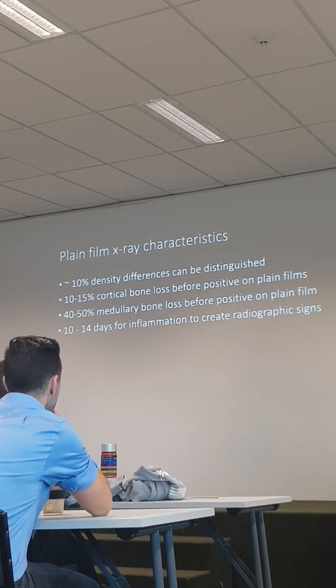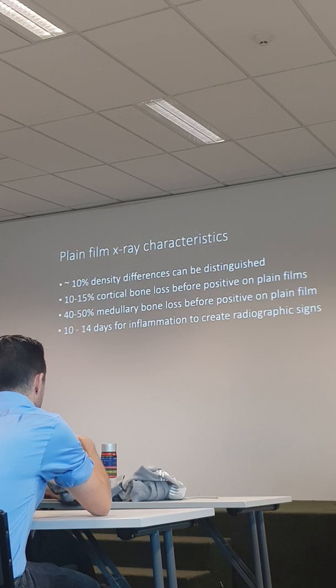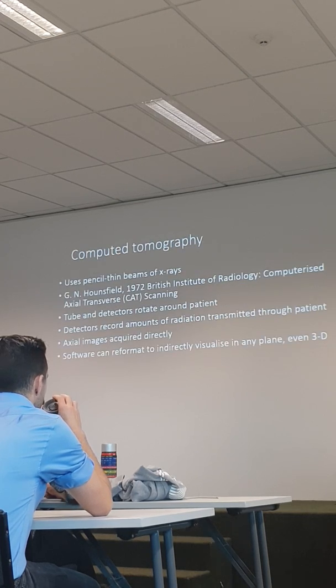Plain film X-ray characteristics. 10% density differences can be distinguished. You need to lose 10 to 15% of cortical bone before you can see it, or 40 to 50% of medullary bone before you can see it. And it takes 10 days to 2 weeks for inflammation to cause any radiographic signs. So it's not particularly sensitive.